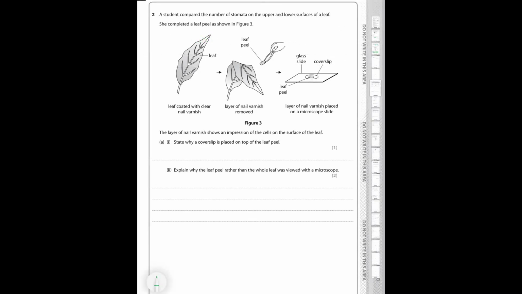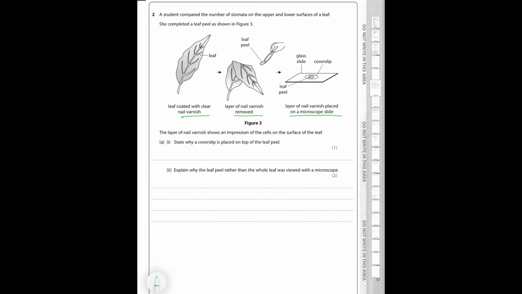A student compared the number of stomata on the upper and lower surface of a leaf. She completed a leaf peel as shown in figure 3. So figure 3 shows what was done. The leaf was coated with clear nail varnish. The layer of the nail varnish was removed, and then the layer of nail varnish placed on a microscope slide. So the first part of the question says the layer of nail varnish shows an impression of the cells of the surface of the leaf.